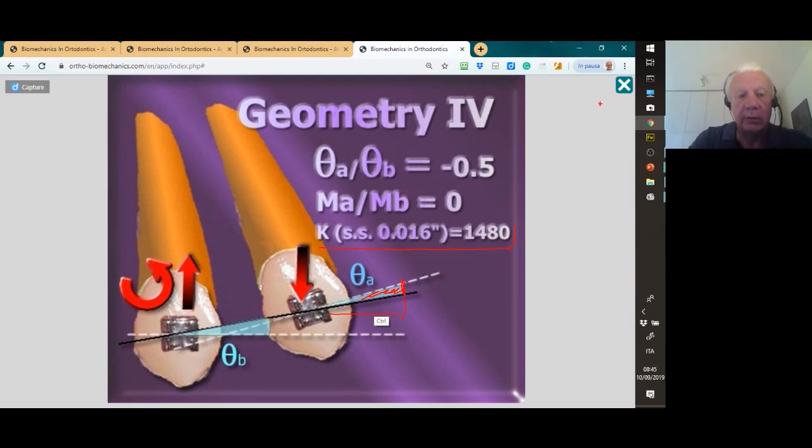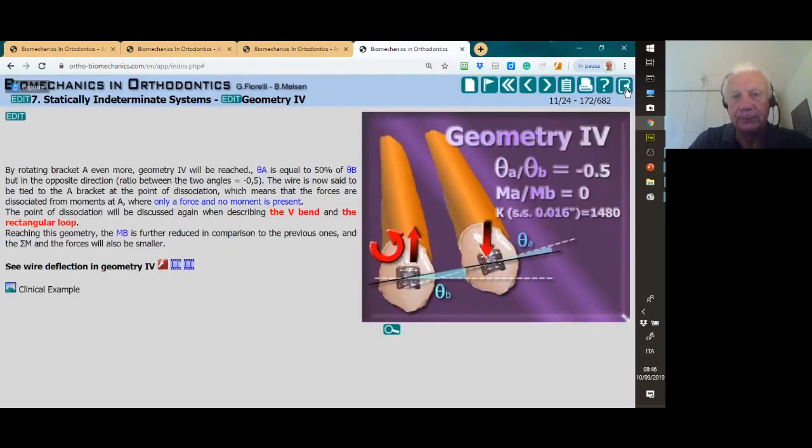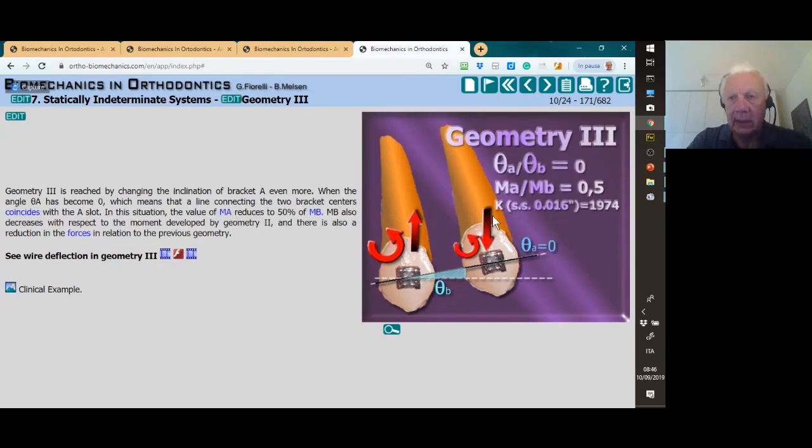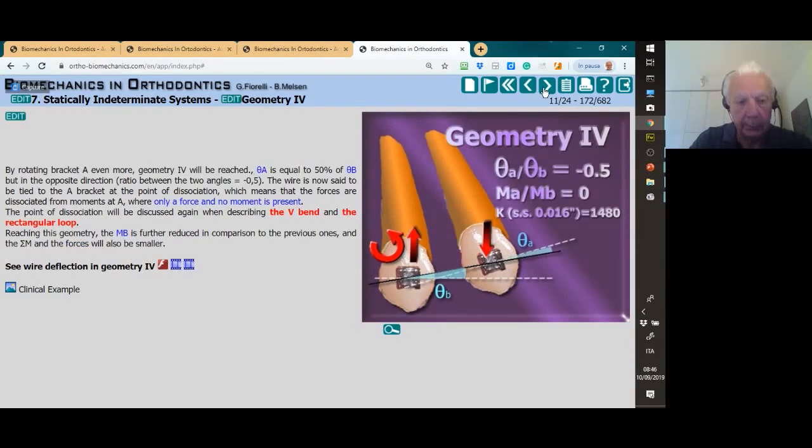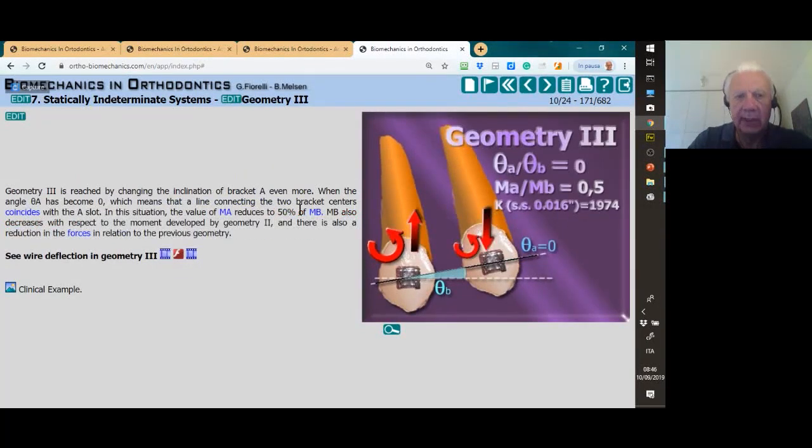Now, what we see in geometry 4 and geometry 3 is actually not something that we can understand just by intuition. In geometry 3, again, we have no angle here, no angle. Here there is no angulation, but we have a moment. On the opposite, in geometry 4, we have an angulation here, but we have no moment. So why is this? I have to show you a couple of videos to explain this.